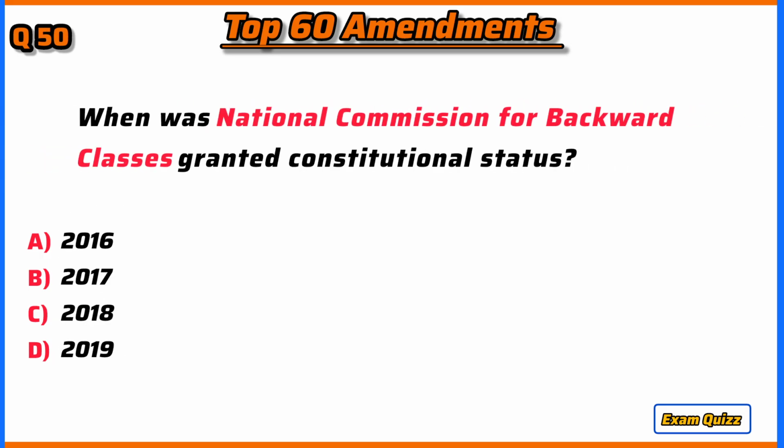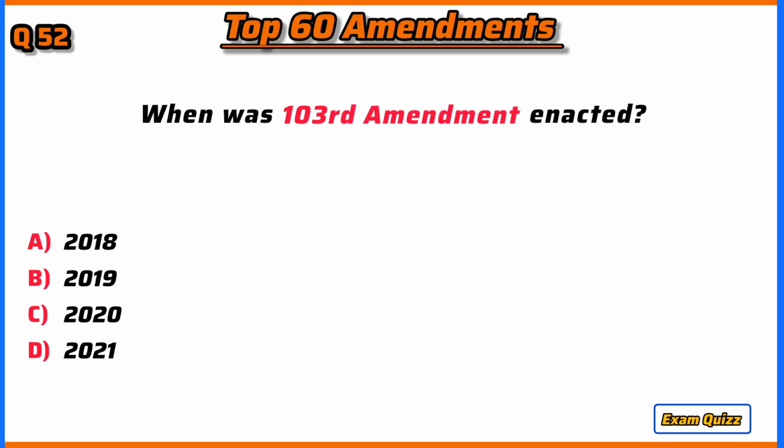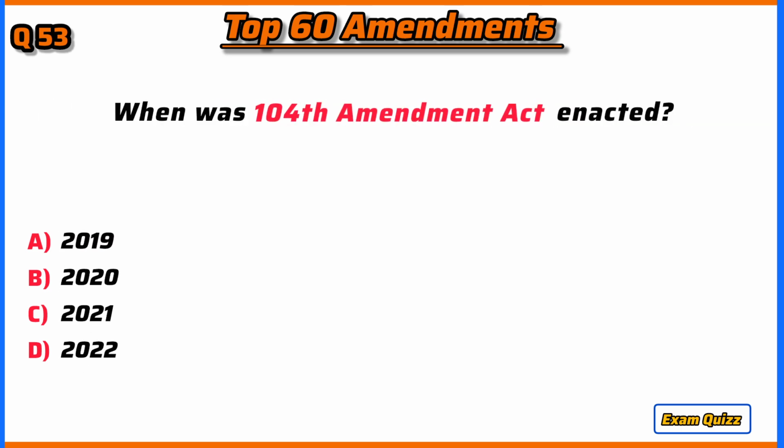When was the National Commission for Backward Classes granted constitutional status? What percent of reservation was made for the economically weaker section? When was the 103rd Amendment enacted? When was the 104th Amendment Act enacted?